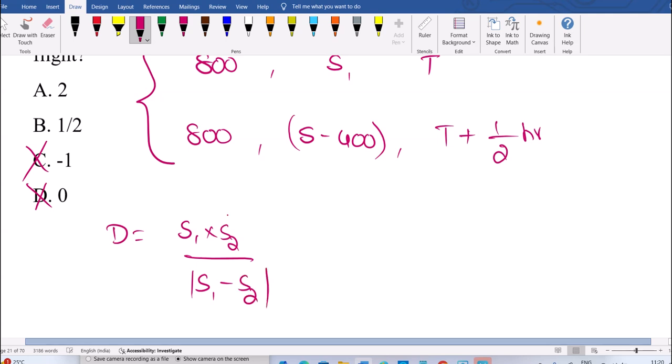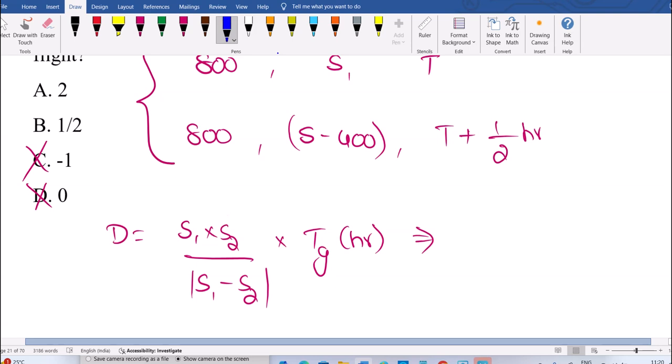Distance is the product of speeds into the difference between speeds into the time gain in hours. What is this? See, the distance traveled is the same. If the speed increases, the time taken will decrease. As the speed decreases, the time taken will increase.